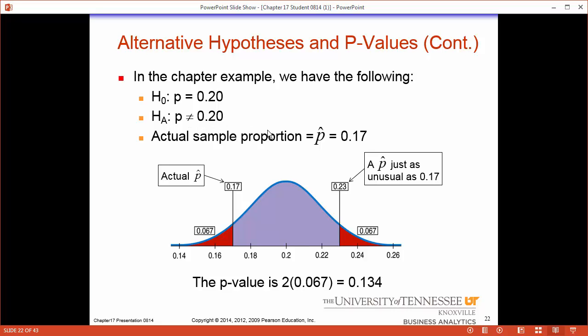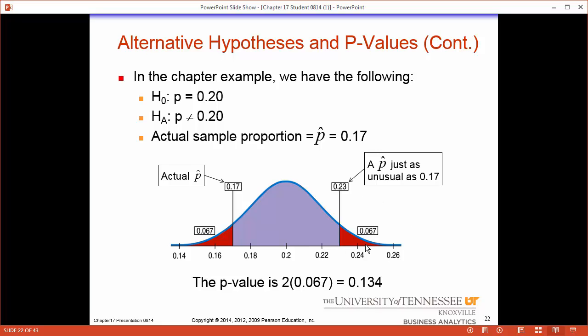So with this in mind right here, if we shaded below 0.17, we would get this area. If we reflect this, we would shade above 0.23. If you'll notice, it's symmetric. We're going to shade above and below equal distance away. So if we found the area down here, we could just double it to the area up here.